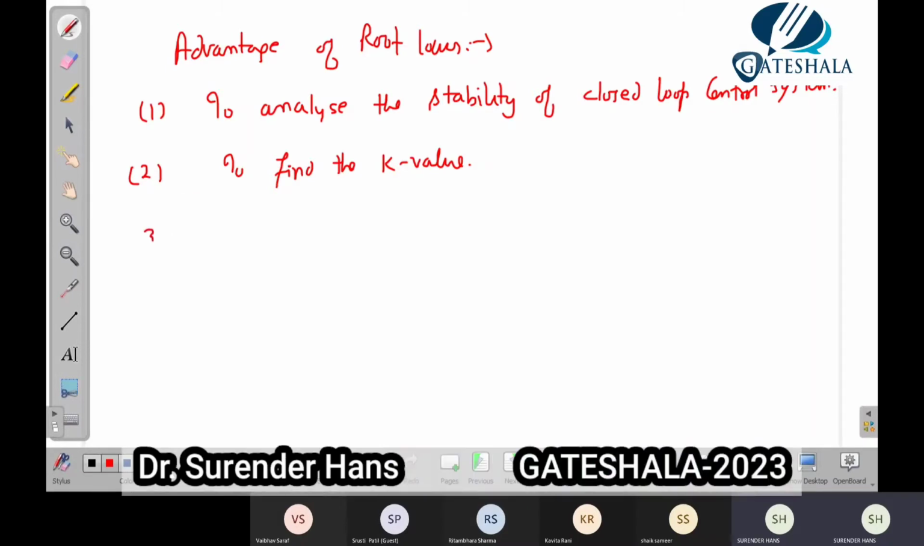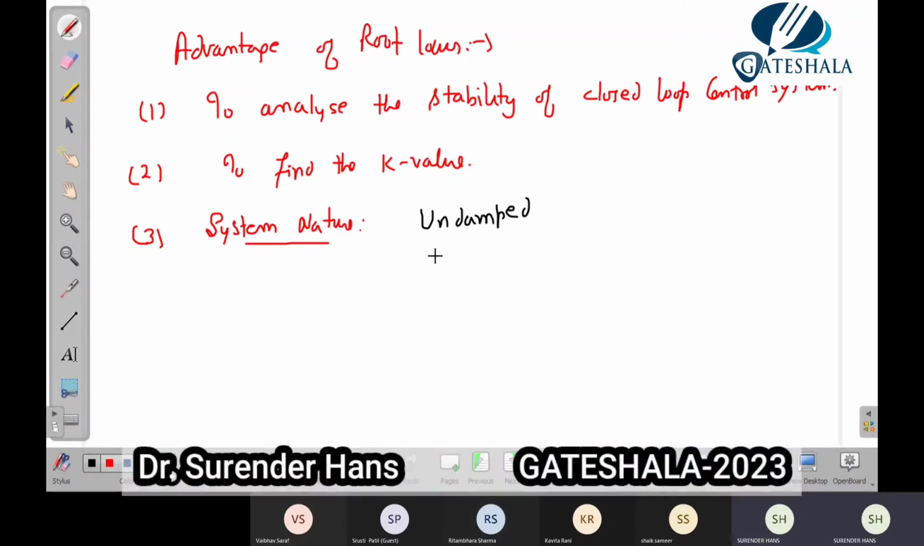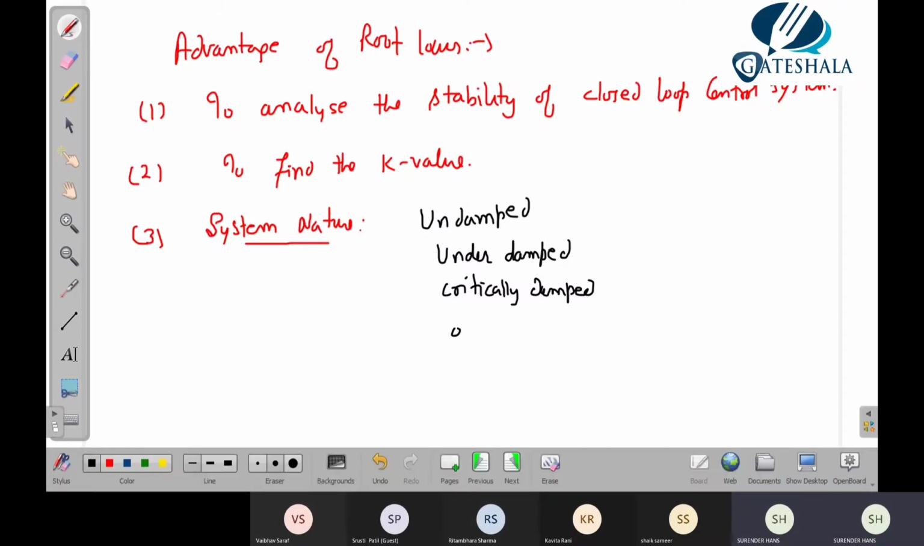And the most important one is the system nature. Most of the questions come from this one. What is the meaning of system nature? My system is undamped, or underdamped, or critically damped, or overdamped. So system nature we can also find out from this root locus. We will see that in the example itself after the completion of the rules.